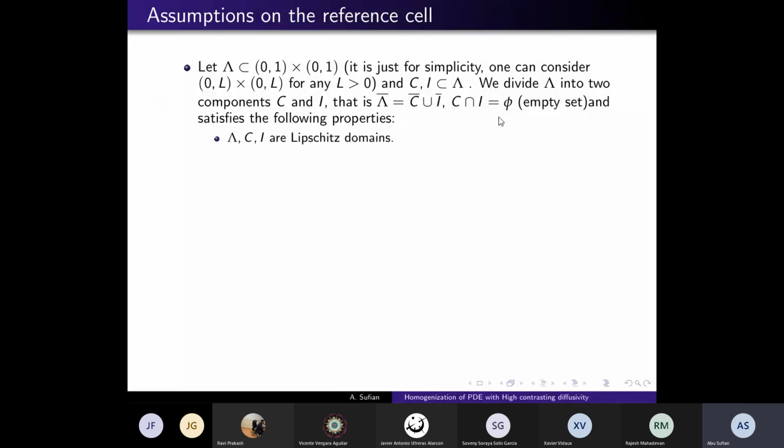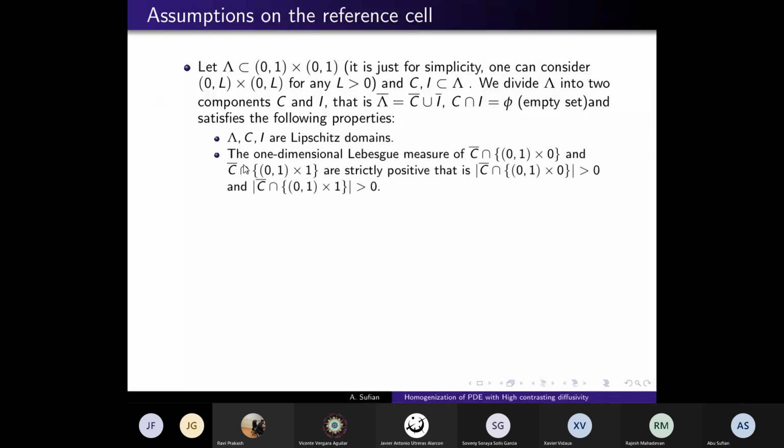And it satisfies certain properties: lambda, C and I are Lipschitz domains. The one-dimensional Lebesgue measure of C intersected with the bottom part, that is 0,1 cross 0, and the top part, 0,1 cross 1, has strictly positive measure. So basically that will ensure that when epsilon tends to 0, C and I together will cover the full domain 0,1 cross 0,1.